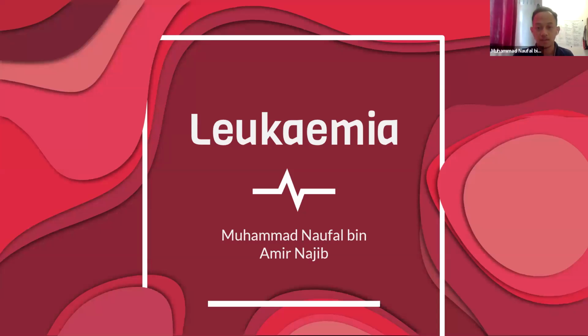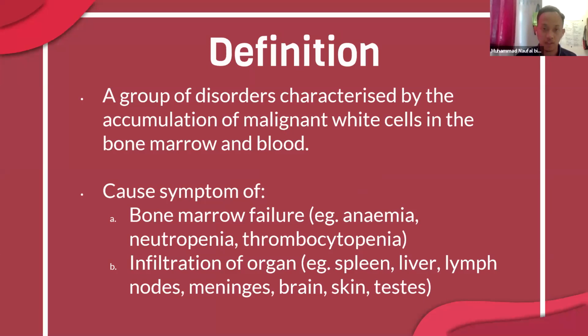So first, I will present about leukemia. So my name is Muhammad Naufal bin Amin Najib. So first, what is the definition of leukemia? Leukemia is a group of disorders characterized by the accumulation of malignant white cells in the bone marrow and also in the blood. So this malignant white cell will cause symptoms of bone marrow failure like anemia, neutropenia, and also thrombocytopenia. And it also can cause infiltration of organs like spleen, liver, lymph nodes, meninges, brain, skin, and testes.